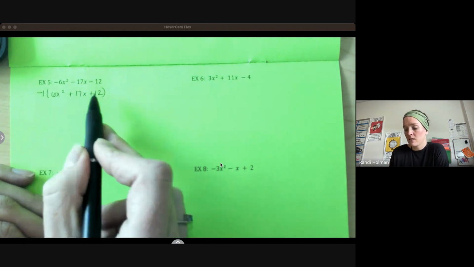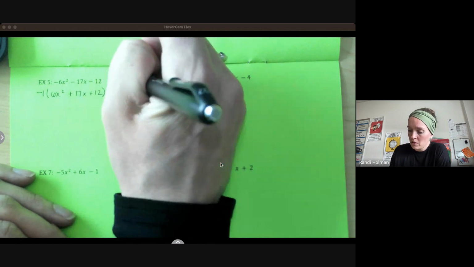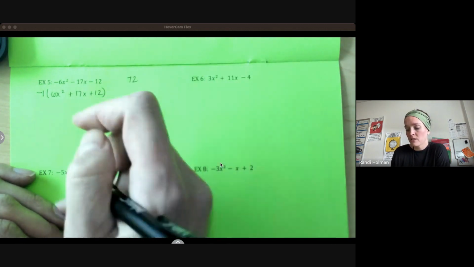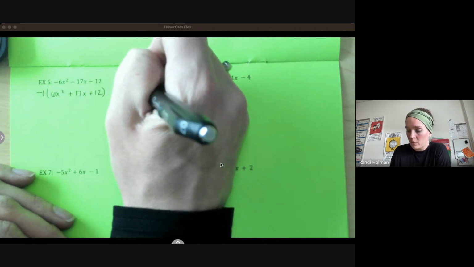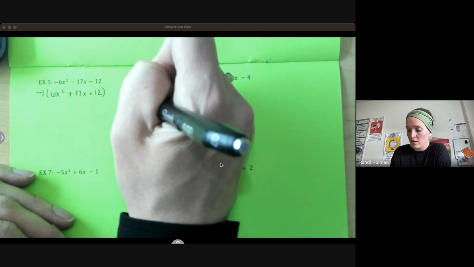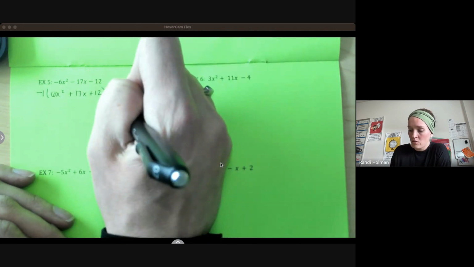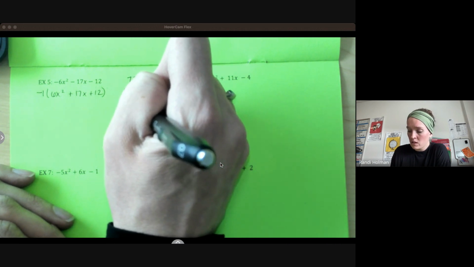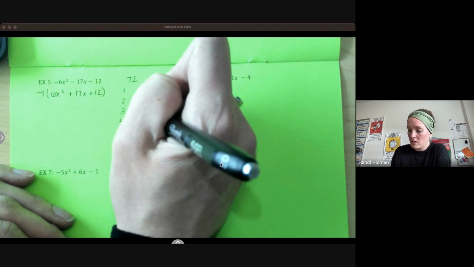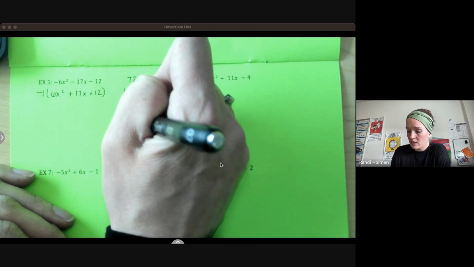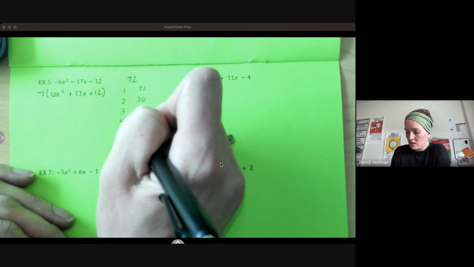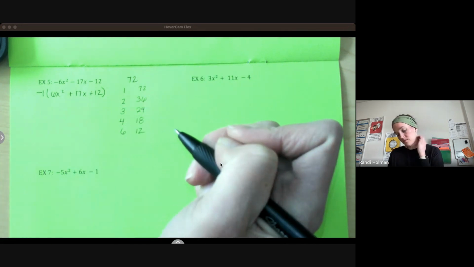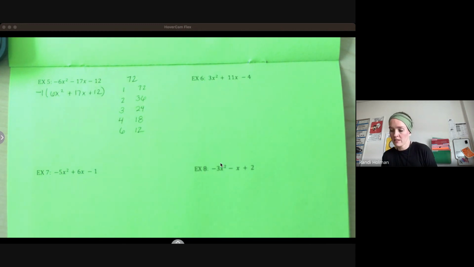Multiply a times c, so 6 times 12, that's what, 72. And then we're looking for factors of 72 that add to be 17. So for plus plus, they're both positive, so 1 and 72 doesn't work, 2 and 36, 3 and 24, 4 and 18, 5 doesn't go into 72, 6 and 12. Does that work? No, that doesn't work. Is that right? 7 doesn't go into 72.